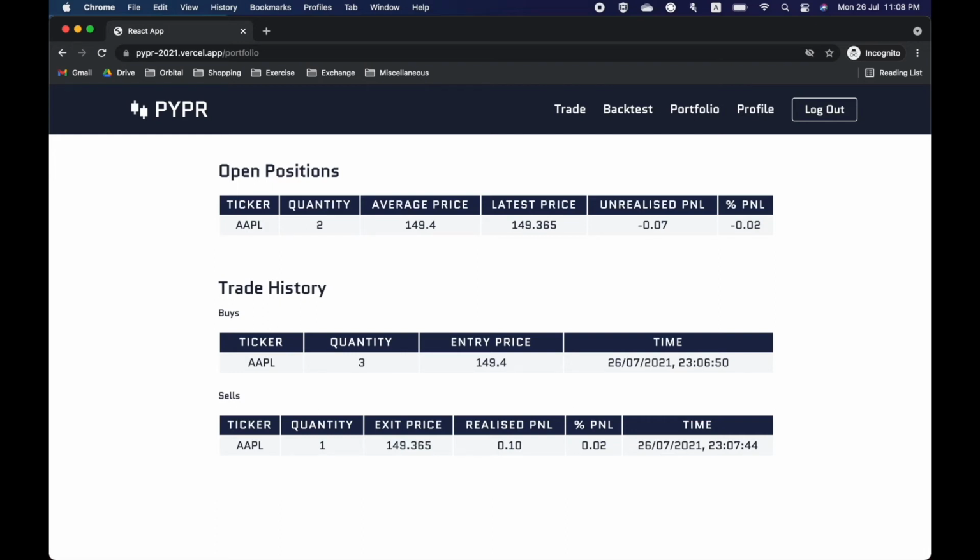Now the trade history contains the history of all successful trades made by the user, which is further classified into buys and sells. The entry price is the value of the stock at the time of purchase, and our sell trades have more attributes that include realized P&L, which refers to the profit or loss incurred at the stock exit point. This value is equal to the difference between the exit price and the average price multiplied by the selling quantity.